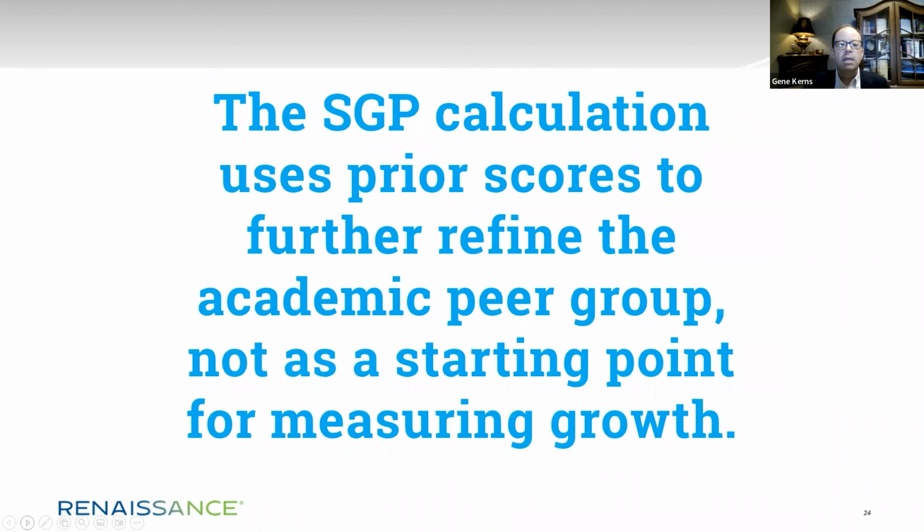So again, the SGP calculation does use prior test scores that may come from a previous window, but the important thing is we do not use those test scores as a starting point. We simply use that second prior test score to further refine the peer group. That's how they are used, and that's how they produce an even better SGP for you.